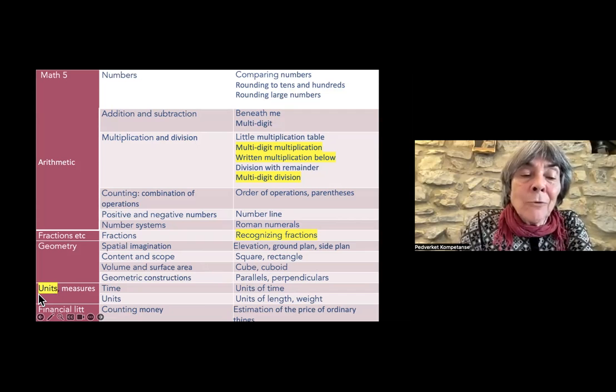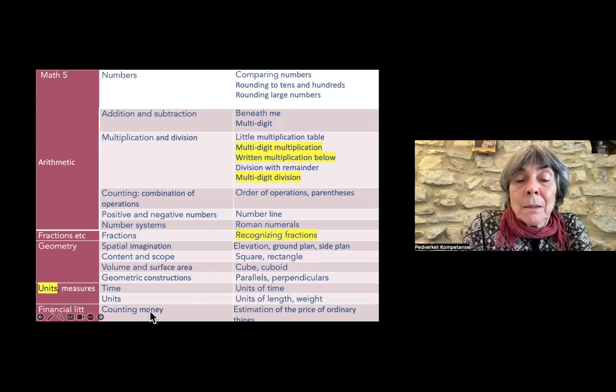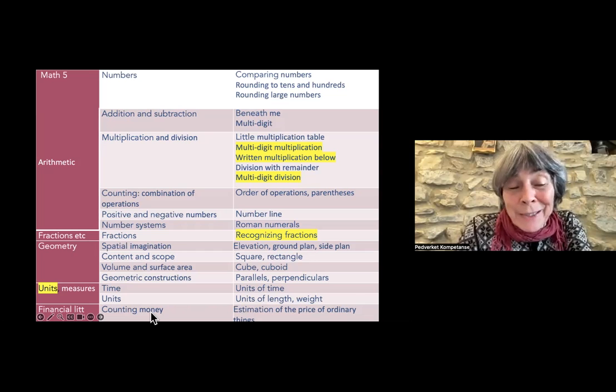And as you can see, I've also put a yellow color on units. And here it is measure units. We speak about measure of time, measure of length and weight, and also money, which is also kind of units.